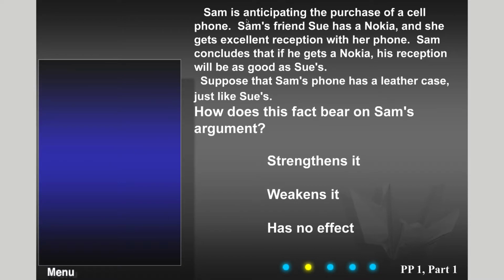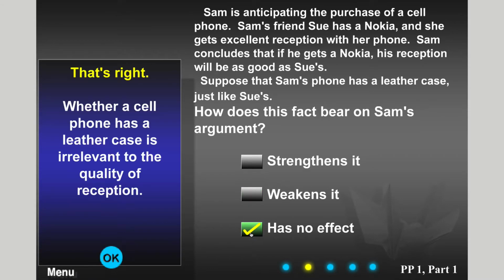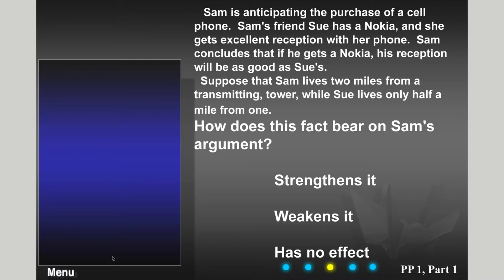Now, Sam is anticipating the purchase of a cell phone, and so on. Suppose that Sam's phone has a leather case, just like Sue's. Does it strengthen it? No, a leather case shouldn't have any effect on the reception of a cell phone. It doesn't weaken the argument either. I just think it has no effect. Whether a cell phone has a leather case is irrelevant to the quality of reception, right? Otherwise, nobody would put a case on their cell phones, such as the iPhone or Androids, right?